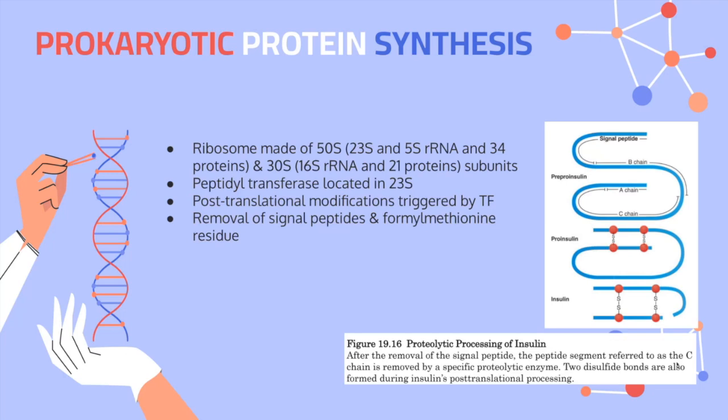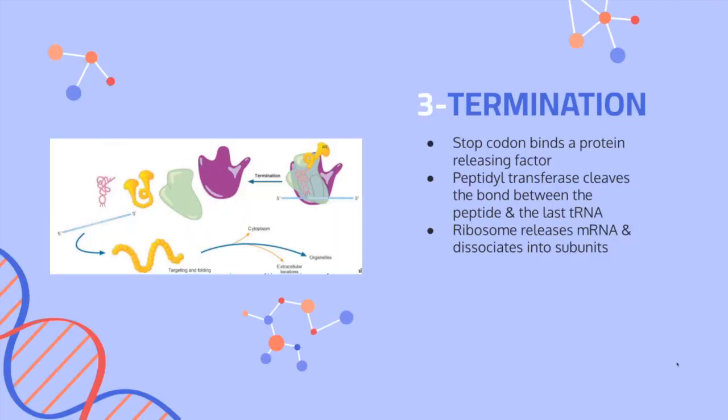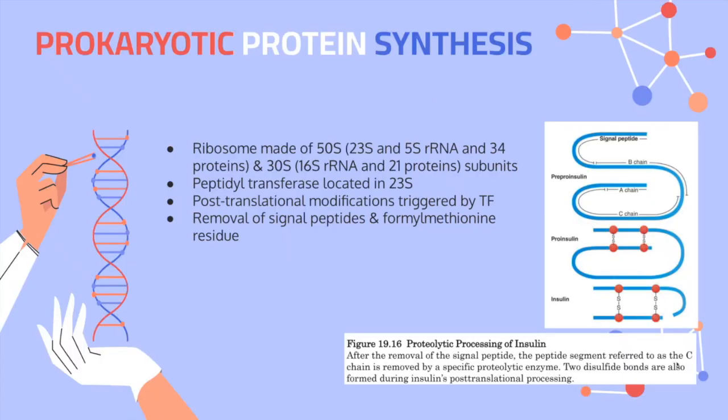Next, we have the peptidyltransferase, which is located in 23S. You remember, right before, peptidyltransferase is the enzyme that cleaves the bond between the peptide and the last tRNA. This enzyme is found in the large ribosome subunit, and specifically in the 23S rRNA. So remember this if you get asked about the location of peptidyltransferase, for example.